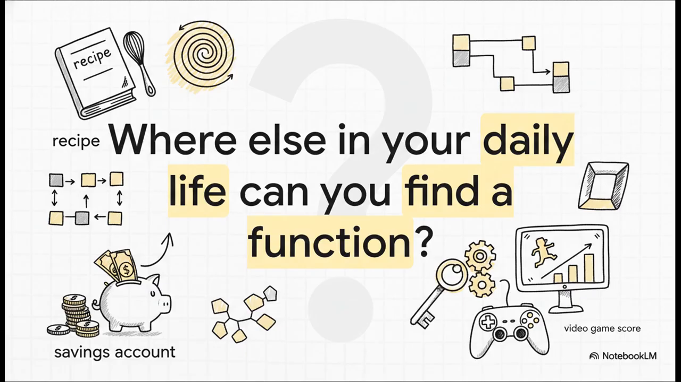So here we are, right back where we started. But now, you have the key. You know the pattern to look for. So my last question for you is this. Where else do you see it? Think about it. A recipe that you double? Your savings account? Your score in a video game? Once you start looking for this pattern, you'll find it absolutely everywhere.